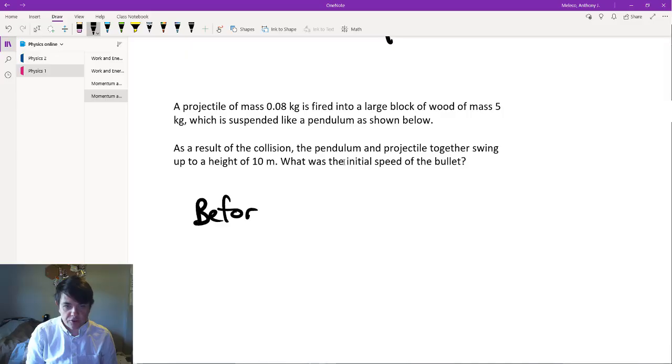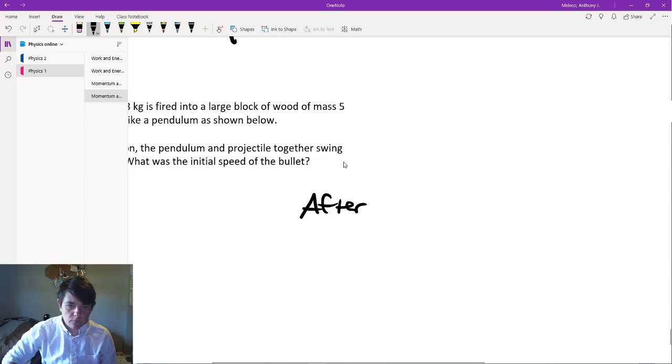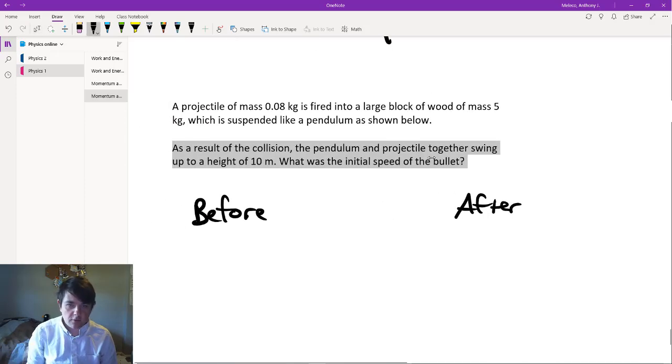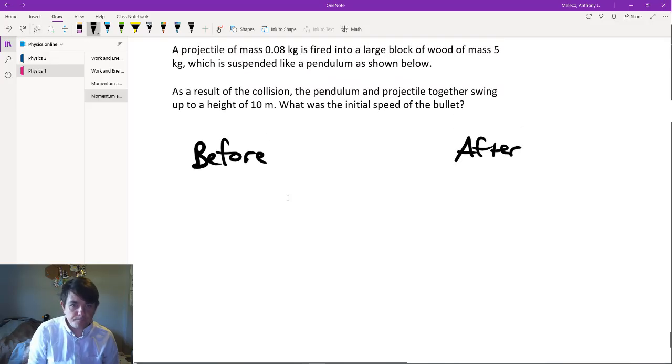So before the collision, after. Oops, it lets me move it one way and not the other. Okay. The projectile is typically just a bullet in this case. So before, we'll use MB, I guess.